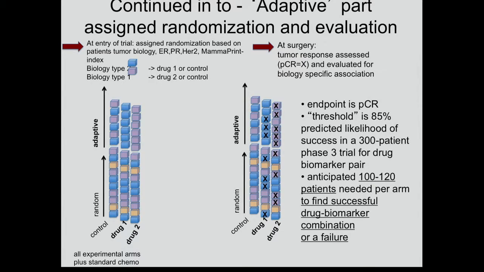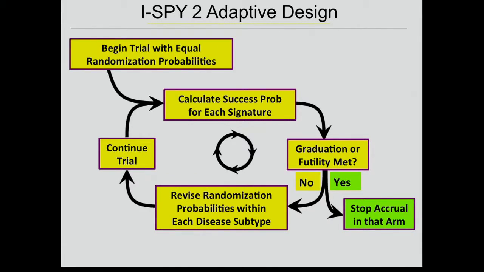And it's anticipated that you only need 100 to 120 patients to find a successful drug biomarker combination or a failure. And actually our first graduation was after only 72 patients. So you have fewer patients, a shorter time frame, and so you're set up to graduate drugs earlier to a next phase. And the FDA actually recognized that for high-risk breast cancer, this is a very relevant endpoint. So they now allow, partly based on what we have built with I-SPY2, that is a valid approval status.